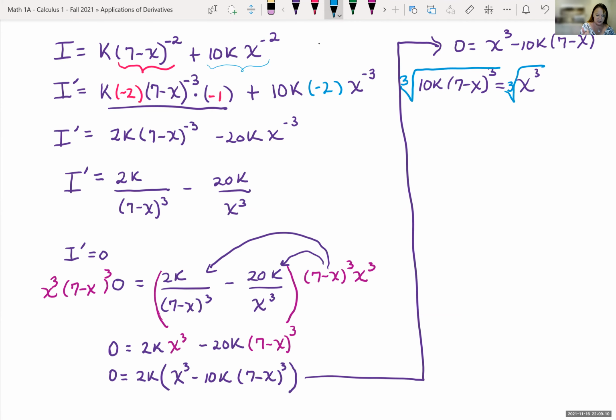It's multiplication in between, so I can rewrite this as the cube root of 10k times, well, the cube root of 7 minus x quantity cubed is just 7 minus x, is equal to the cube root of x cubed, which is x.